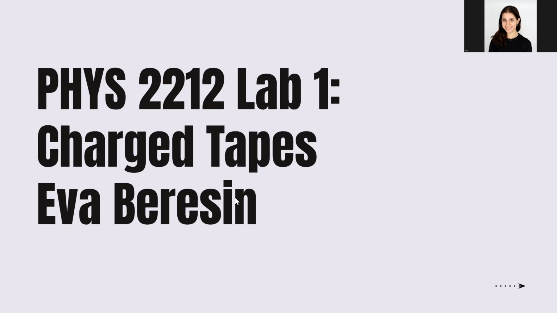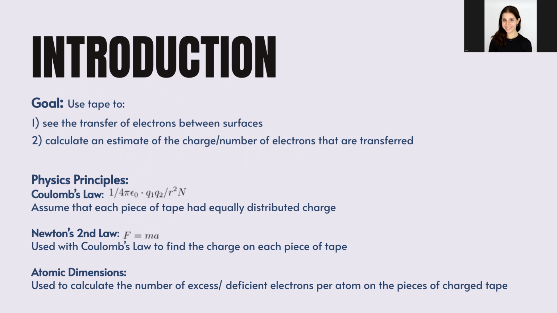Hi, my name is Eva, and this is my lab report for the first lab of 6-2 on charged tapes. The goal of this lab is to use tape to see the transfer of electrons between surfaces and calculate an estimate of the charge or the number of electrons that are transferred.